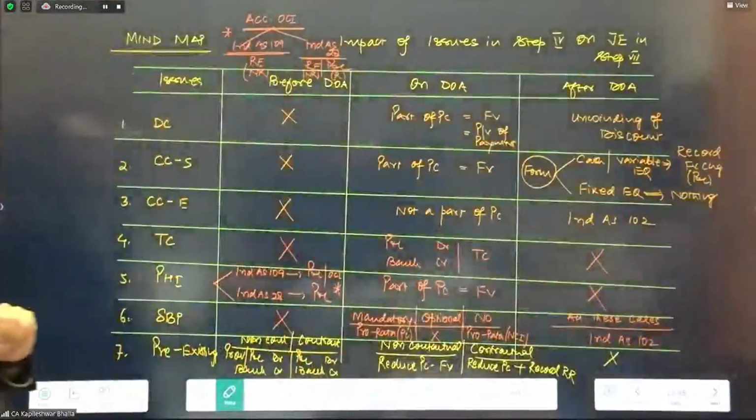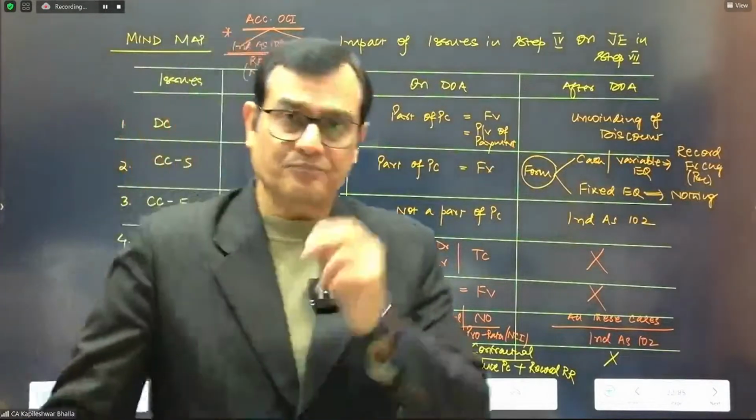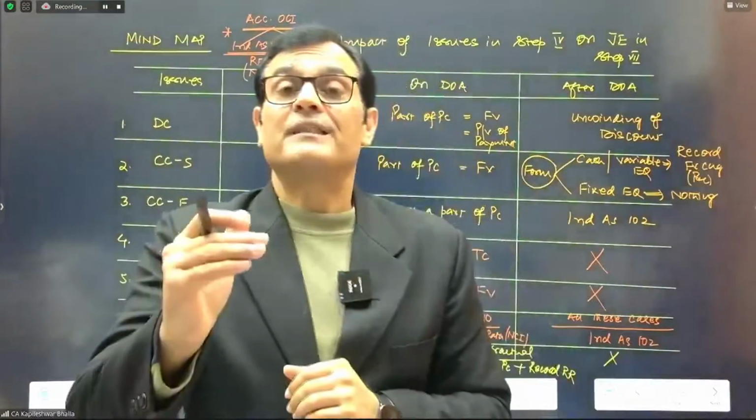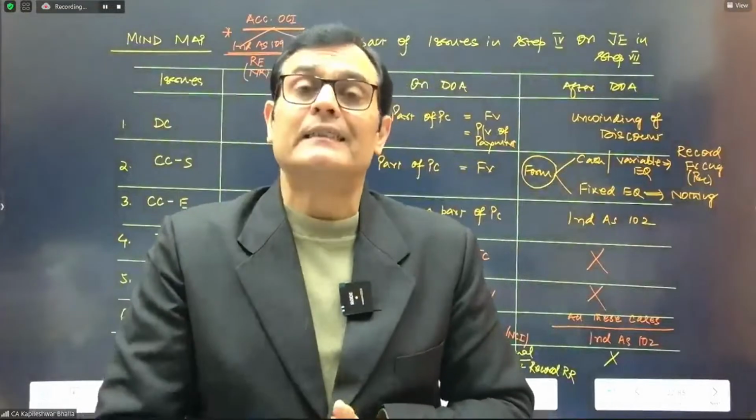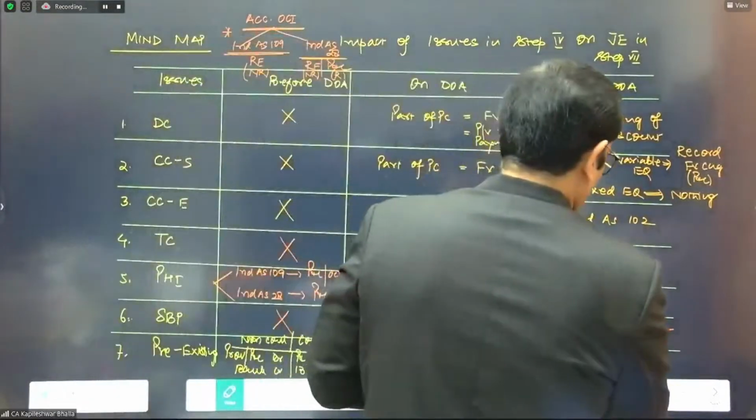So this is the summary of the chart. Step number 4 is done. Now let's go to step number 5 and step number 6 as well. Let me now take you to step number 5, which is NCI, and step number 6, which is goodwill. Okay, so let's go further.